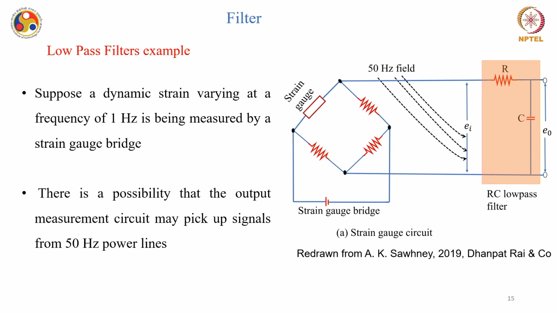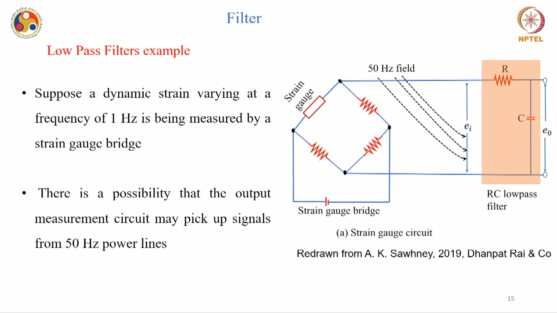Okay. Now, low pass filters, for example, are very crucial for several applications. I am giving just one example. You can think that other filters also have applications along similar lines. Okay. Now, suppose a dynamic strain varying at a frequency of 1 hertz is being measured by a certain transducer, say a strain gauge.